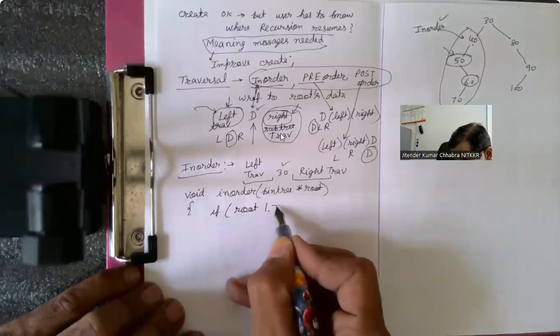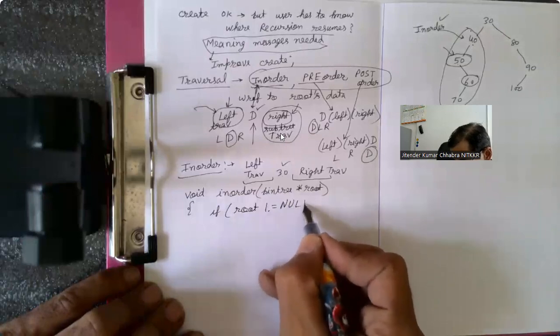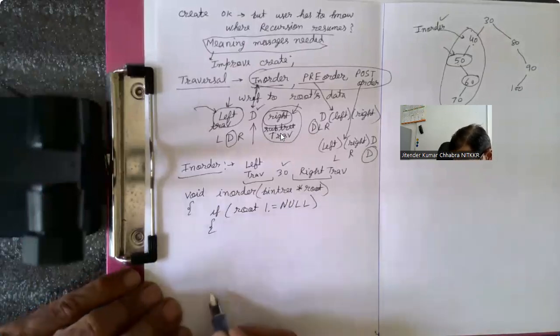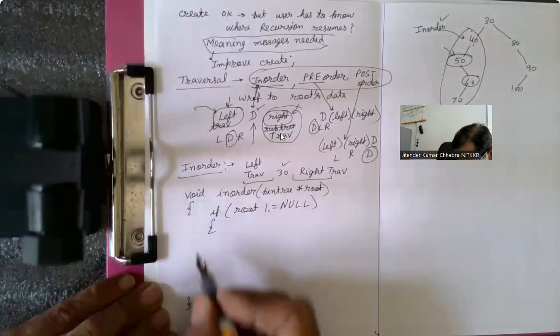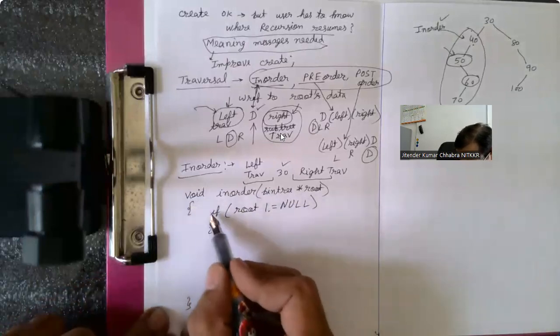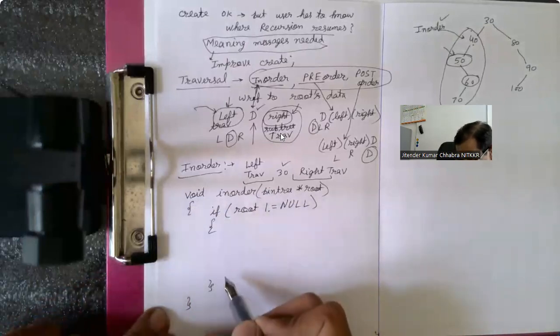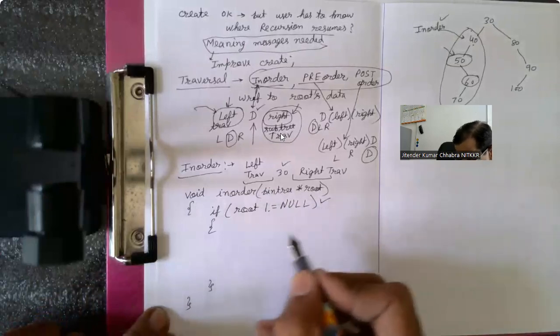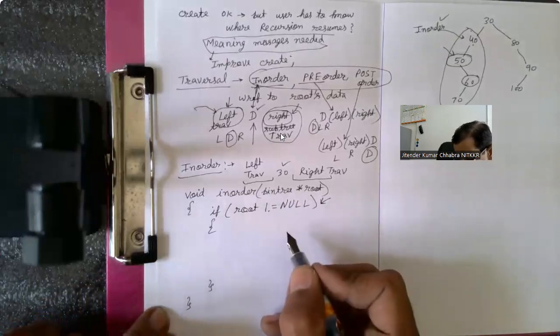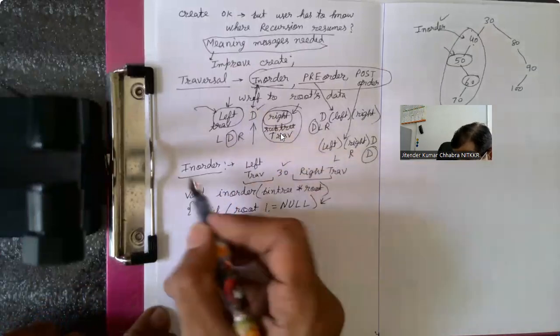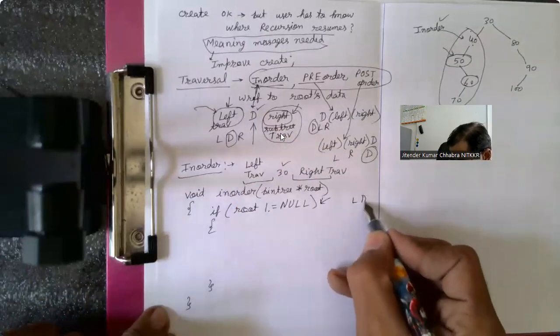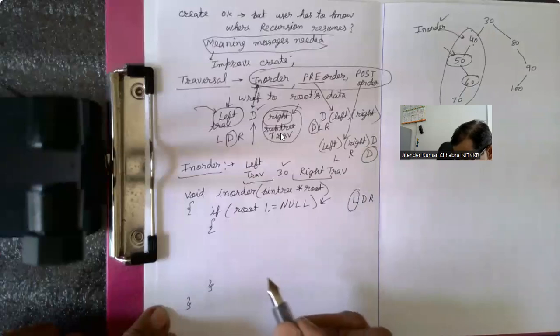If root is not equal to null, only then the traversal has a meaning. Otherwise, nothing else to be done. So either you write root equal to null, return, or you write if this and then statements inside. If root not equal to null means traversal to be done. LDR means left traversal first.